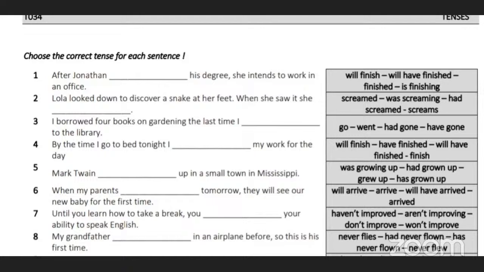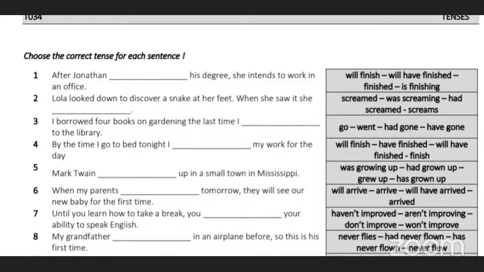Lola looked down to discover a snake at her feet. When she saw it, she dash. Screamed. Was screaming. When she saw it, she screamed. Option A is the correct answer. Lola looked down to discover a snake at her feet. When she saw it, she screamed.